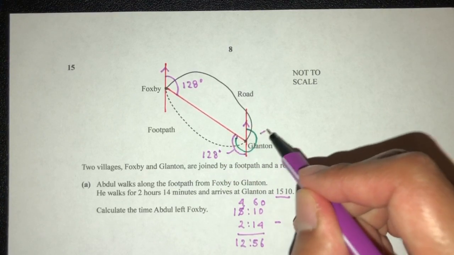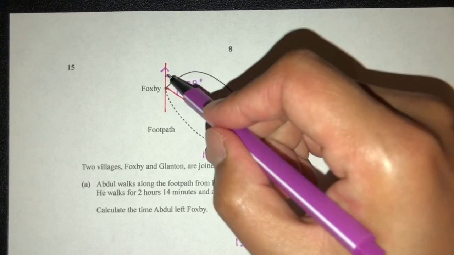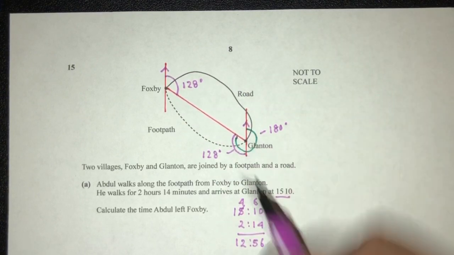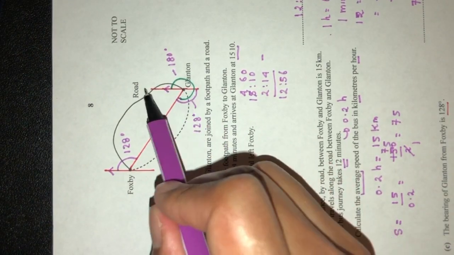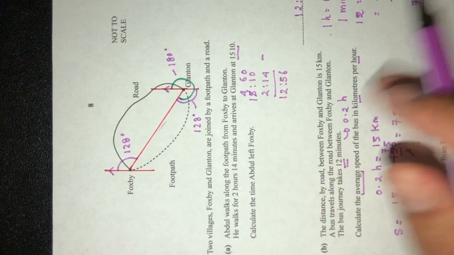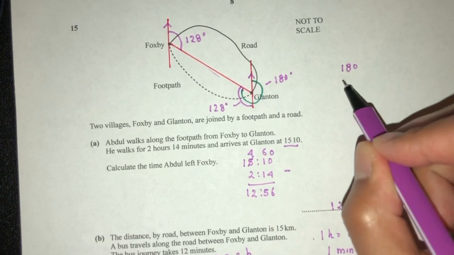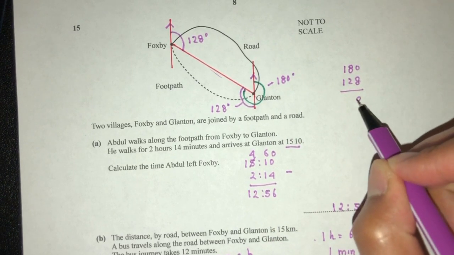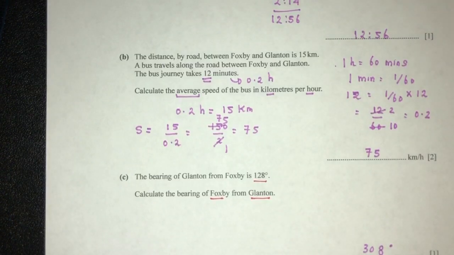So this is also 128. This is 180, obviously, because it is a straight line. And this is equal to this because of the alternate angles, right? Because we know that in the Z shape, the inside angles will be the same, so hence the outside will also be the same. That's how we know this. Now this green will be 180 plus 128. That will be 308 as your answer for the bearing of Foxby from Glenton.